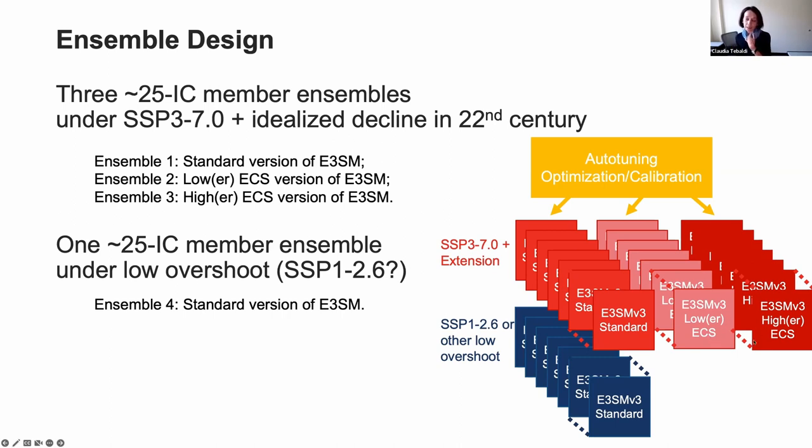And for these three types of model, we are going to run the scenario SSP3-7.0 and possibly this extension with a decline after 2100. And then with the standard version of the model, we are going to run something like SSP1-2.6 with some milder overshoot possibly. And the idea is that we expect climate sensitivity to be more relevant for a higher forcing scenario than a lower one.